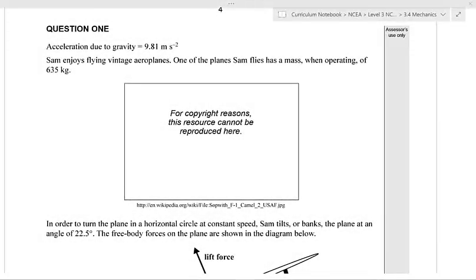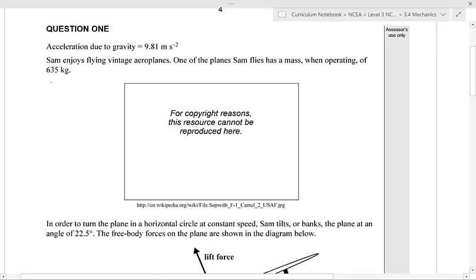Okay, so this is going over an exam question on circular motion from 2009, and this one is focusing on banked turns in a plane. We're told that the acceleration due to gravity is 9.81 meters per second squared, and we're told that Sam enjoys flying vintage airplanes, and one of the planes Sam flies has a mass when operating of 635 kilograms.